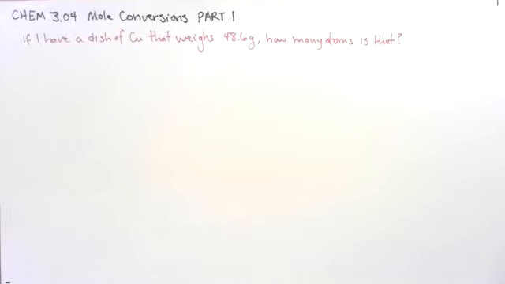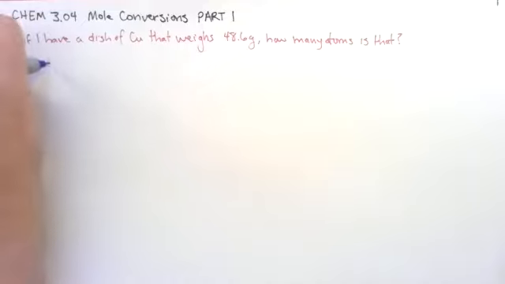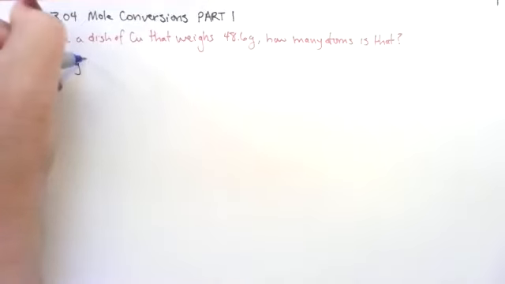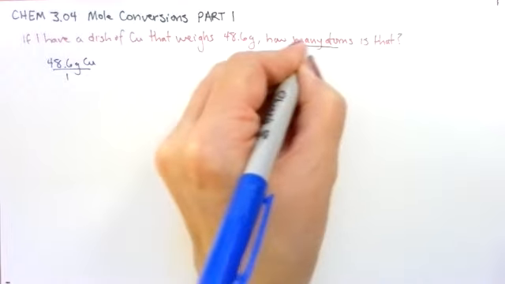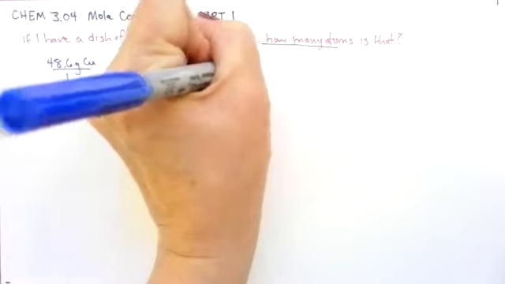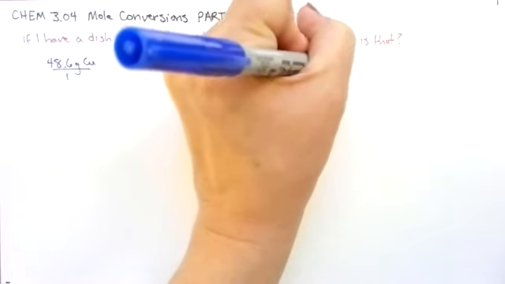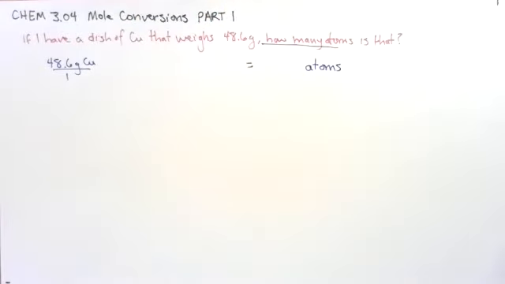If you think back to dimensional analysis a couple of chapters ago, the steps that we used then are the steps we're going to use now. The first thing you want to do is frame up your problem. So I'm starting off with 48.6 grams of copper, and I'm going to put that over 1. My question is how many atoms, so over here I'm going to go to atoms. Step 1 is to frame up your problem.